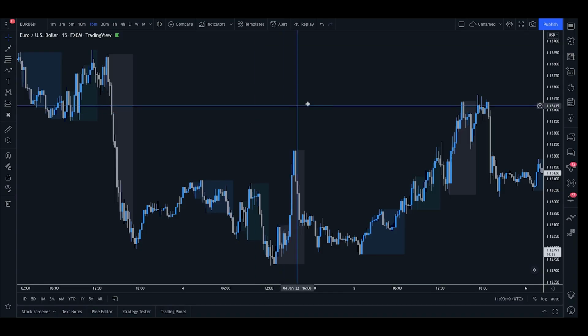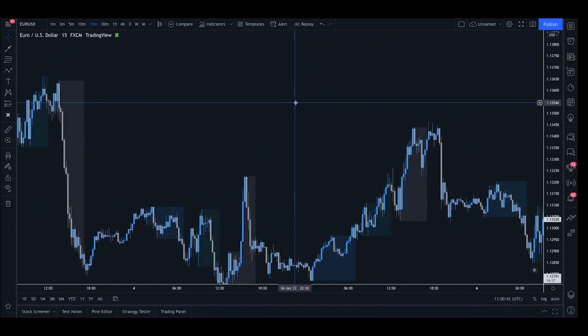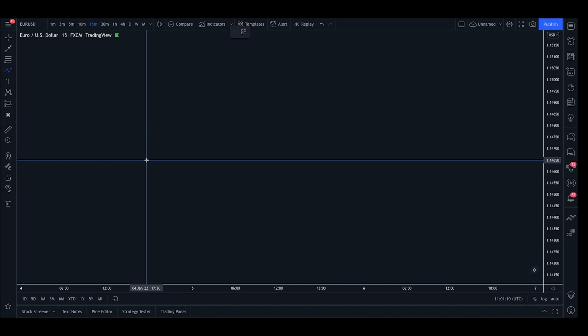Hello everyone and welcome back to the channel. Today we're going to look at the New York reversal, what it is and how you can trade it. And I'm also going to show you an example of a New York reversal trade that I took just yesterday. So what is the New York reversal?